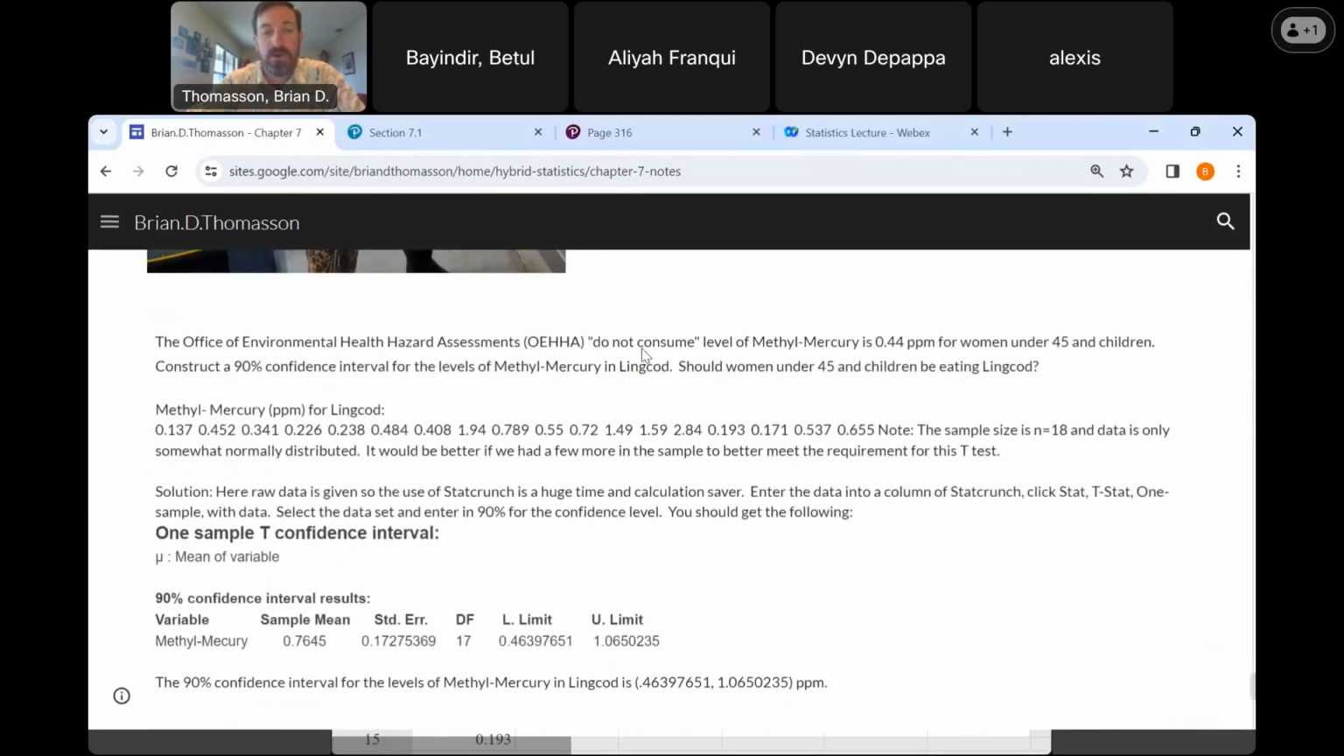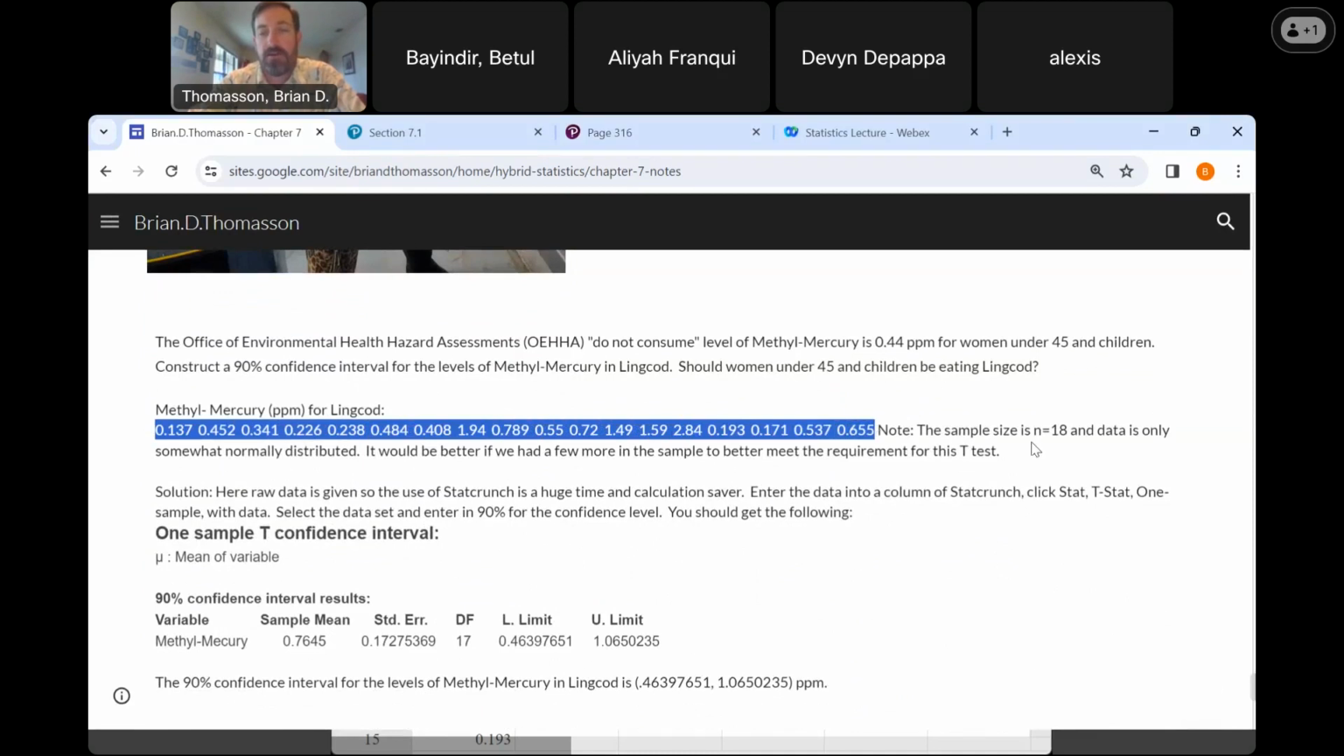Okay. So we did this study, and here we have the methylmercury levels of the fish that we caught. Now I have a note there that the sample size is only 18. One of the assumptions is the data has to be normally distributed or the sample size has to be above 30. I'm stretching this a little bit. This is somewhat normally distributed, which is probably good enough, but barely. I'm on the red line here. I would like to have a larger n. But this is the kind of thing you run into in real life.